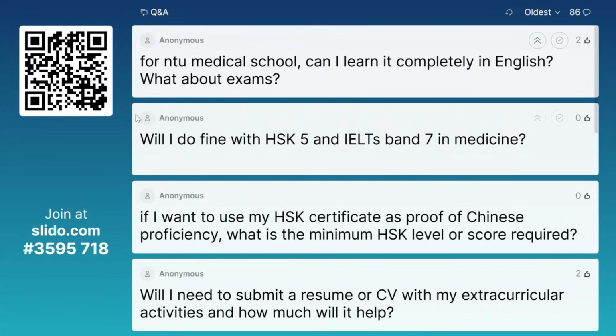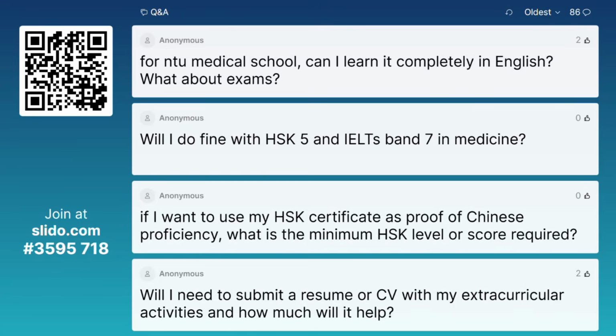Okay, for the next question. For medical school, can I learn it completely in English? And what about the exam? So Sam? Okay, because I'm in the College of Medicine, which is a bit different than medical school, I think what you're referring to is the School of Medicine at NTU. But nonetheless, I think it's more or less similar to what we learn.